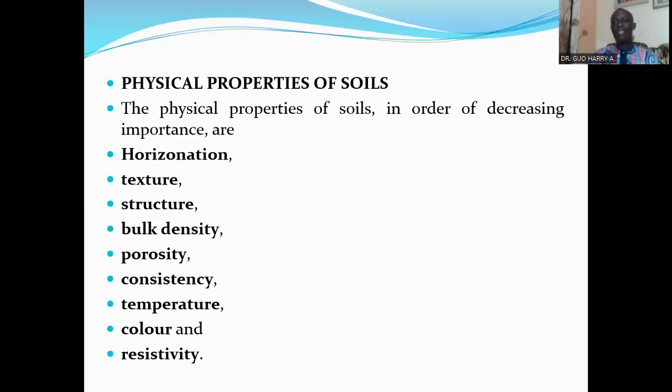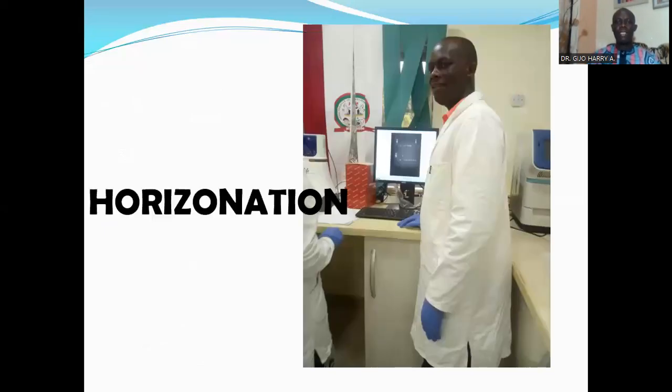While the chemical properties of soil include cation exchange capacity, anion exchange capacity, soil buffering capacity, and soil pH, which will be discussed later. We are discussing the physical properties of soil. First, we want to look at horizonation.